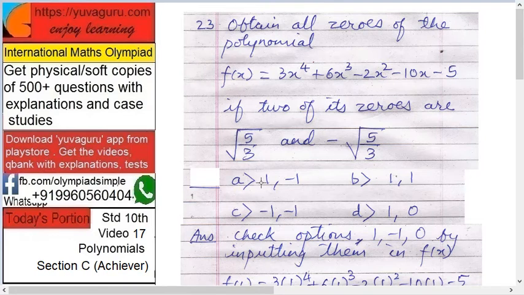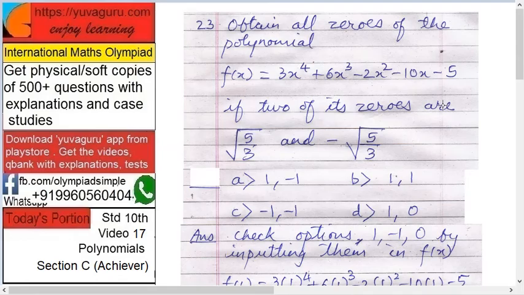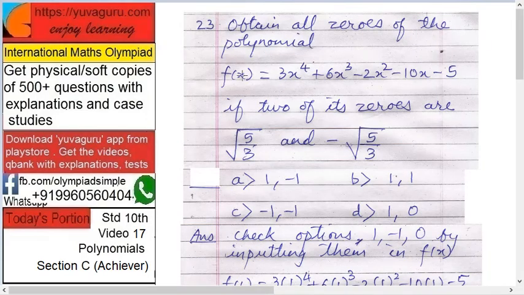Options given are 1, minus 1; 1, 1; minus 1, minus 1; 1, 0. So check options 1, minus 1, 0 by inputting them in f(x). How? Just put the values and you will get the answers. No need of solving all this. Okay. So f of 1 equals 3(1)^4 + 6(1)^3 - 2(1)^2 - 10(1) - 5 equals minus 8. It should be 0. If these are the factors, then f(x) should be 0.